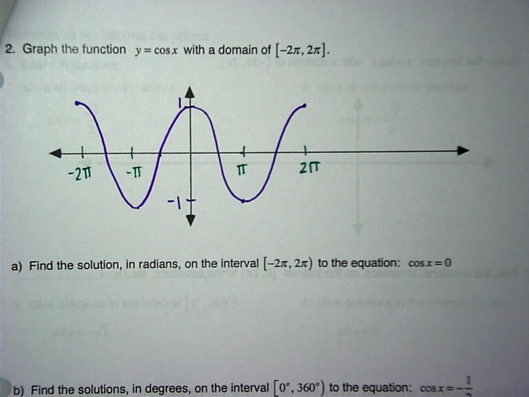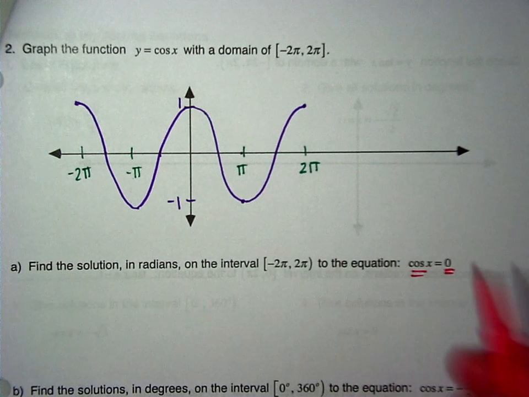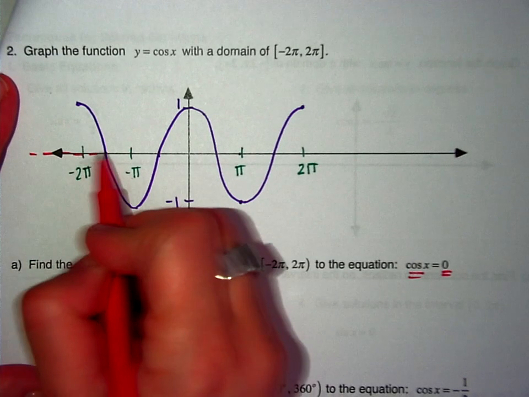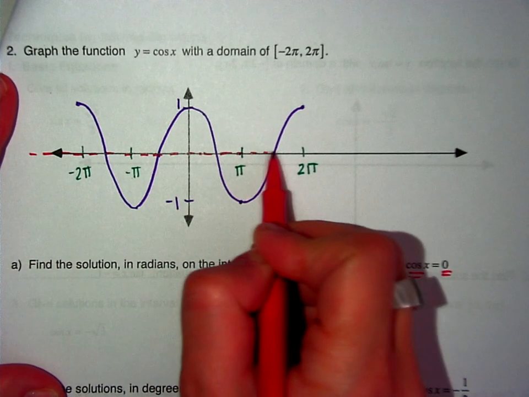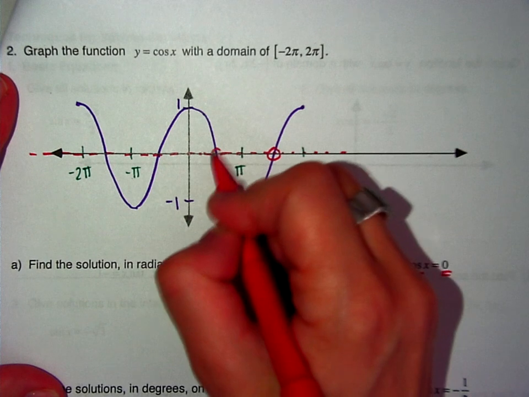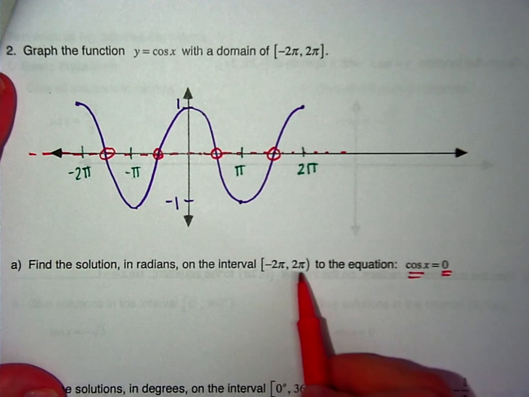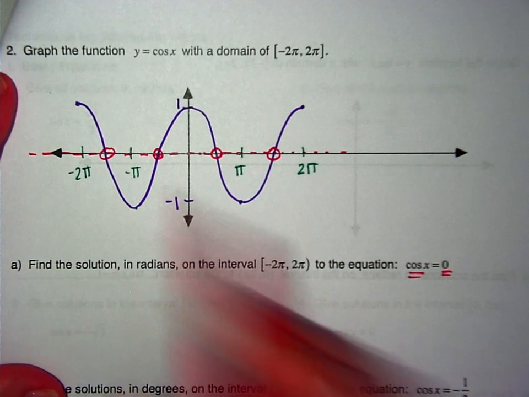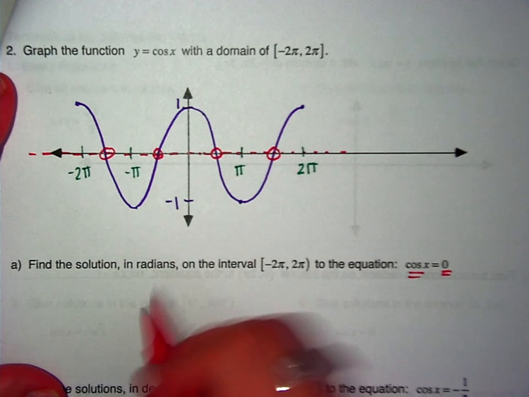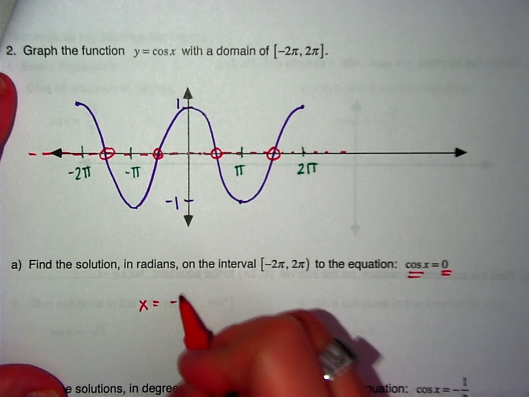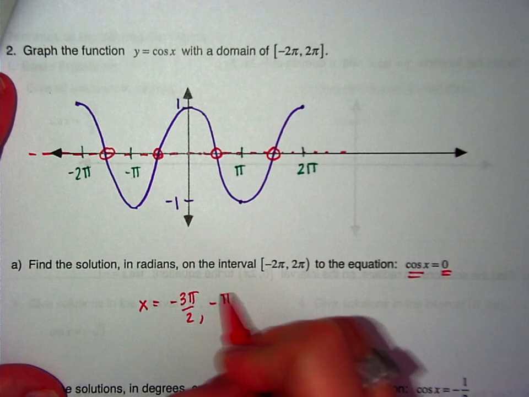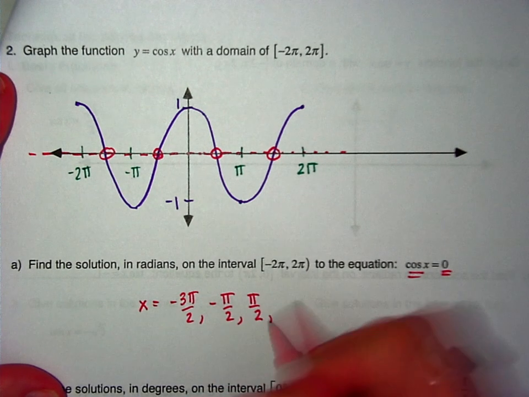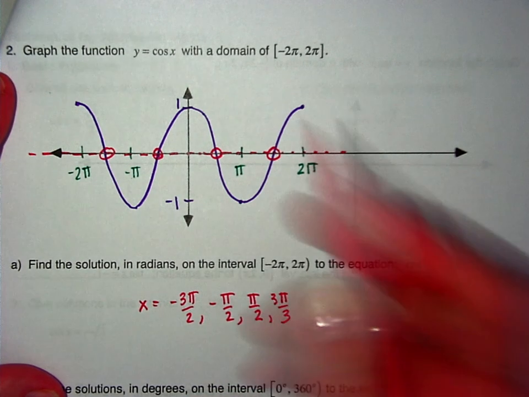Let's go through the same steps here. Find the solution in radians on the interval from negative 2 pi to 2 pi to the equation cosine of x equals 0. So again, when is cosine equal to 0? Well, 0 is obviously, again, just along my x-axis. So we're really looking at where are those x-intercepts? And it specifically says just from this interval from negative 2 pi to 2 pi. So it will be these 4 x-intercepts. So all I would do is write those coordinates. So this one is at negative 3 pi over 2, negative pi over 2, positive pi over 2, and positive 3 pi over 2.